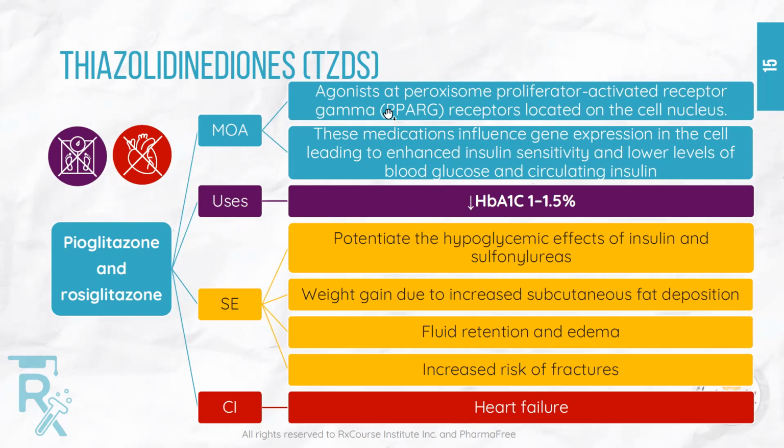So we can say that the simple reason for not using glitazone in heart failure is that it increases fluid retention and edema, and the heart failure patient is already congested with fluids. So I will not give him something that increases the fluid retention. He is already congested with fluids. This is how we can easily remember it. Okay? Thanks, ma'am.